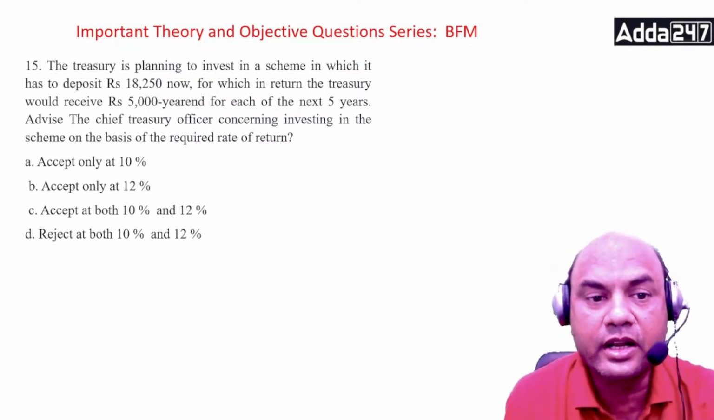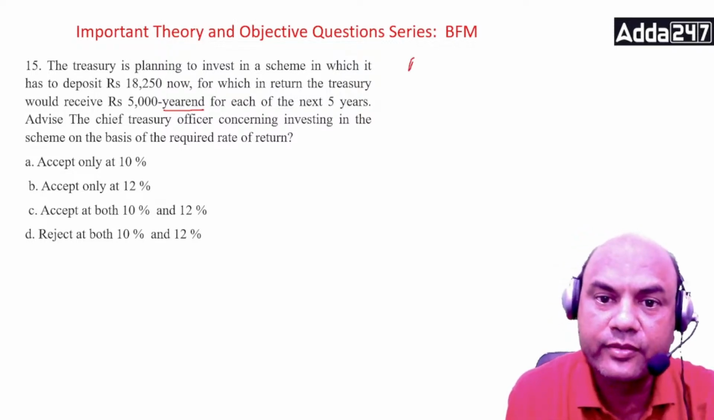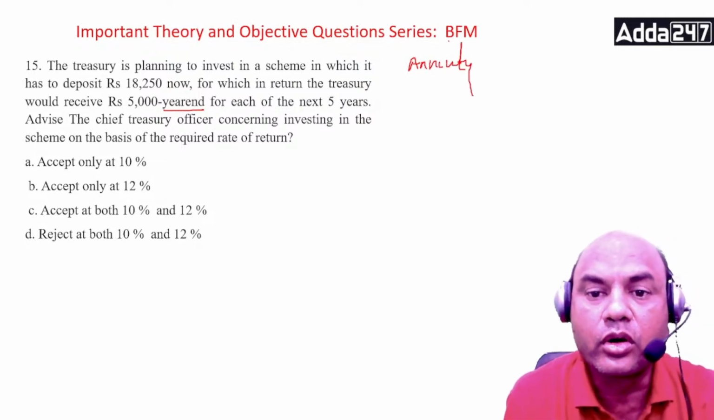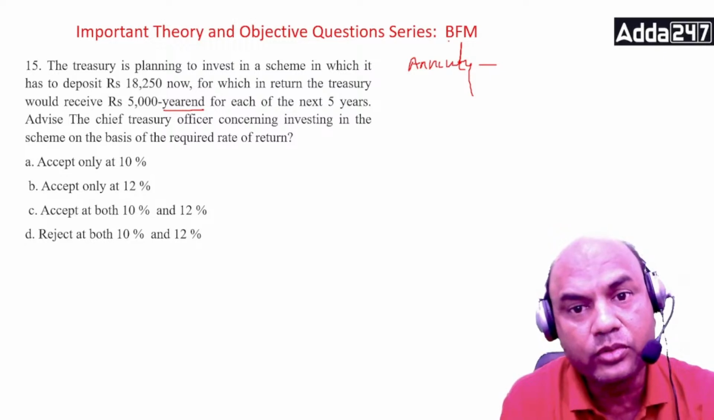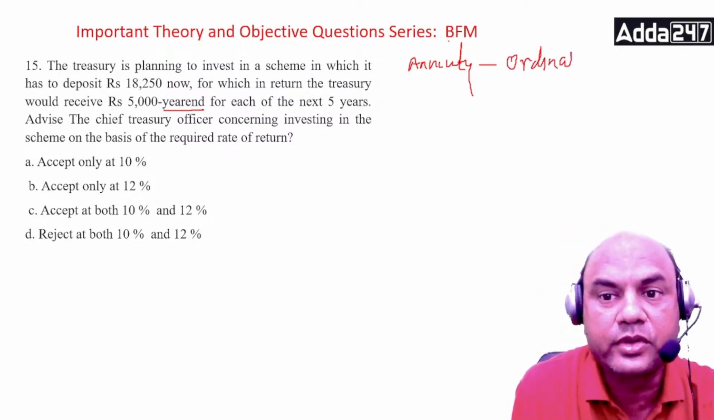See here, you are getting it at the year end. So what you have to do is, it's an annuity, okay, and this annuity is what? Annuity due or ordinary? So it is ordinary because you are getting it at the end of the year.